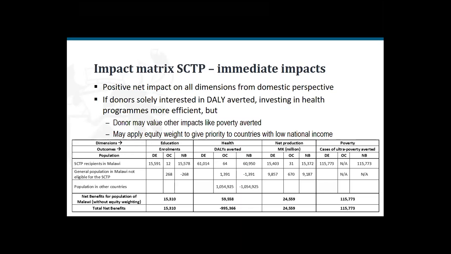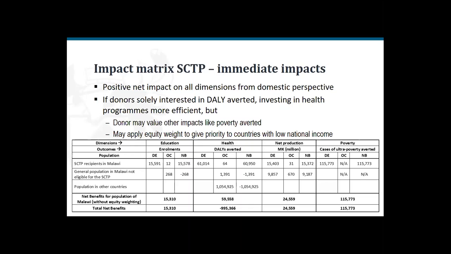This is not a completely accurate characterization because the donors involved may value some of the other impacts in this matrix, such as cases of ultra poverty averted. Producing information in this way allows us to look at how much a case of poverty averted would have to be worth to offset the opportunity cost in terms of DALYs averted.